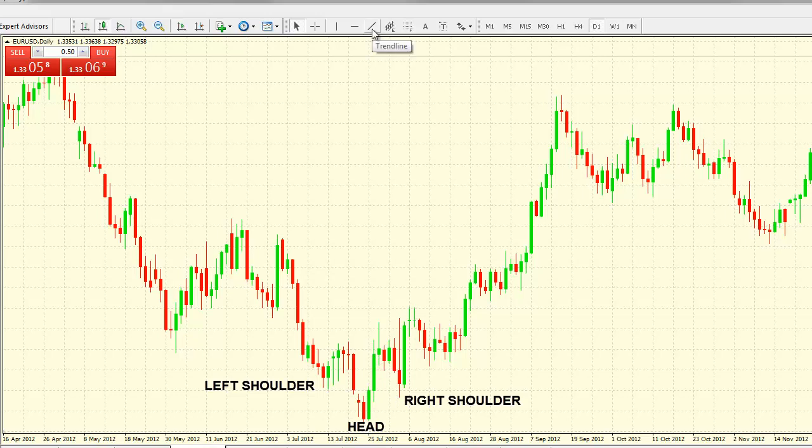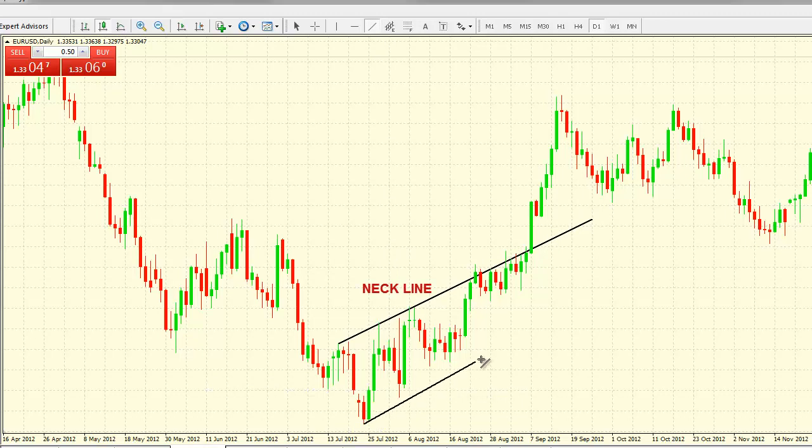Next, we draw the neckline and the trend line. The neckline is drawn joining the high of the left shoulder to the high of the right shoulder. And the trend line is formed by joining the low of the head to the low of the right shoulder. The neckline acts as the overhead resistance in this case, while the trend line acts as the underlying support.